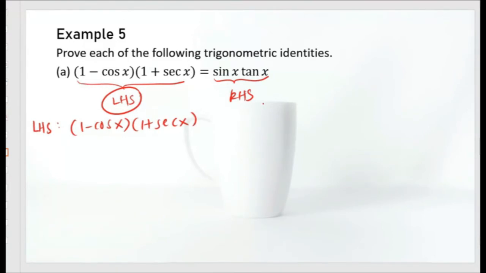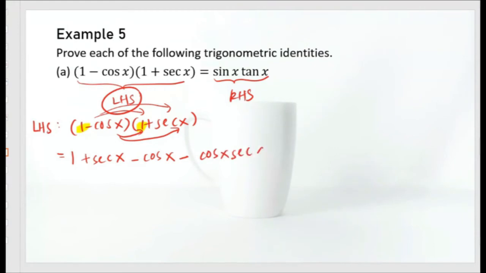Okay, so this is the factorization, right? So we have to expand out. The first one, 1 multiplies with 1. You know how to do this question, right? 1 multiply with 1, 1. Then 1 multiply with secant, plus secant x. And the second one, cos x multiply with 1, negative cos x. Then negative, positive, negative cos x secant x.